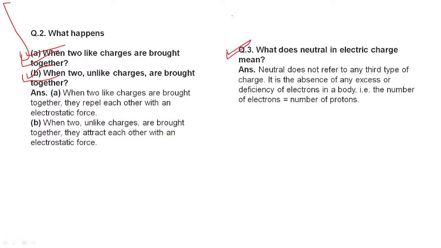Question number 3 क्या कहता है? What does neutral in electric charges mean? Neutral क्या होता है? Neutral does not refer to any third type of charge. It is the absence of any excess or deficiency of electrons in the body. That is, the number of electrons is equal to the number of protons.